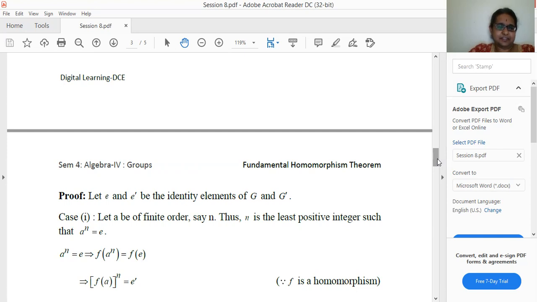That is, we are operating f. And f of e belongs to G. F of e means its image, it belongs to G dash. e is the identity of G, so f of e will be the identity of G dash. Identity of G dash is e dash. So f of a power n is equal to f of e, which implies f of a whole power n is equal to e dash.